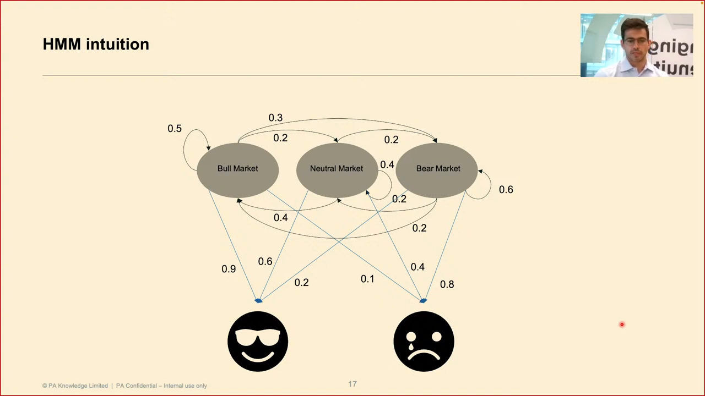Now, in this particular situation, we have an observable variable, which is the sad or happy trader, and that observable variable depends on the hidden state of the market. Essentially, that's the intuition behind hidden Markov models. We observe a state which is dependent on a different set of states hidden from us, and the observable state is affected probabilistically by these hidden states.